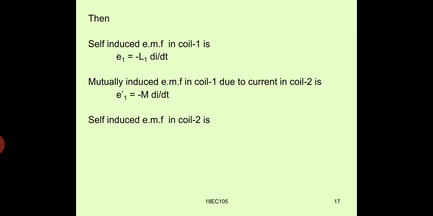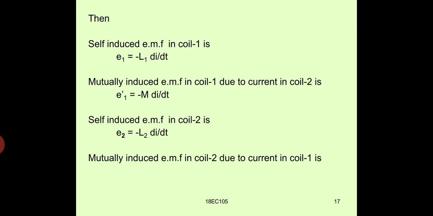So the self-induced EMF in coil 2 is E2, and it is equal to minus L2 into di by dt. Then the mutually induced EMF in coil 2 due to the current in coil 1 will be E2 dash, and that is equal to minus M into di by dt. Here the current is the same, so both are almost equal.